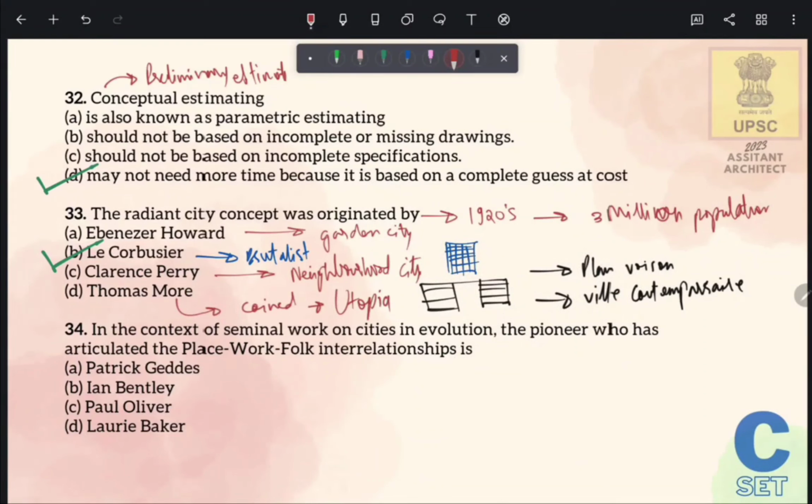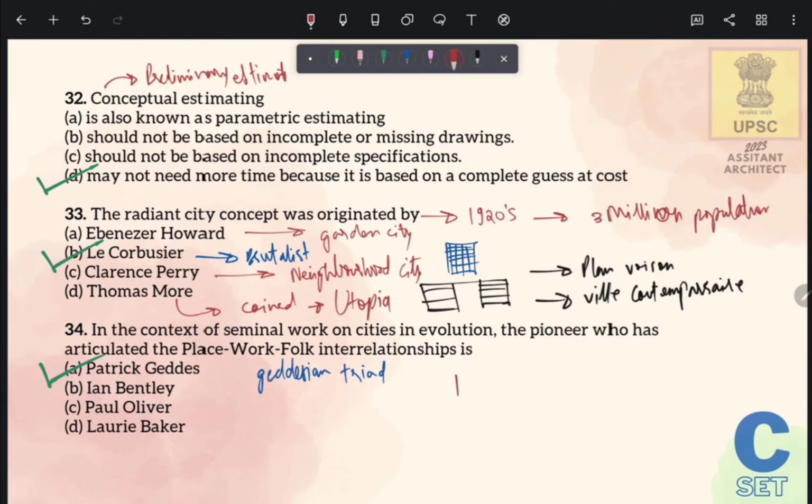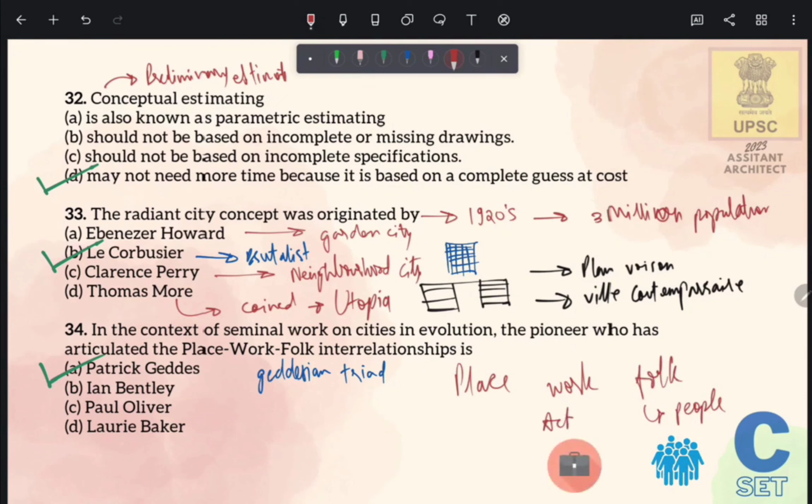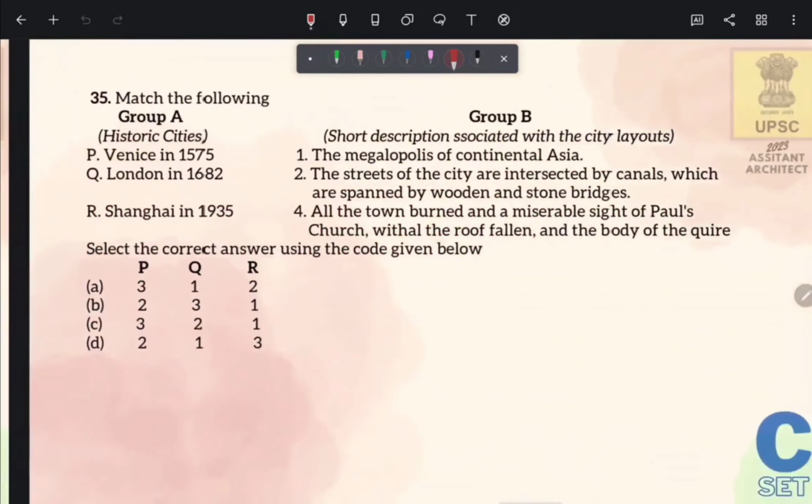Let's see the next question. In the context of the seminal work on cities in evolution, the pioneer who has articulated the place, work, folk interrelationships is. So Patrick Geddes gave the concept of the Geddesian triad, in which he gave the interrelation of place, work and folk, where folk means people, work means activity, and place is the space where activities are carried out by people. Let's move to the next question.